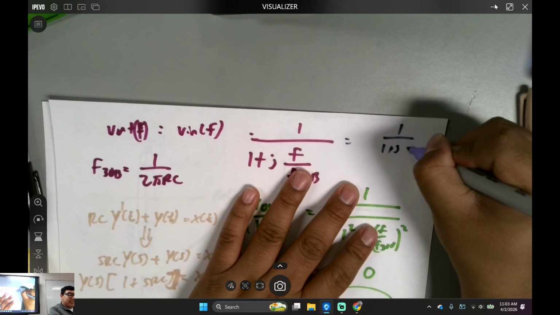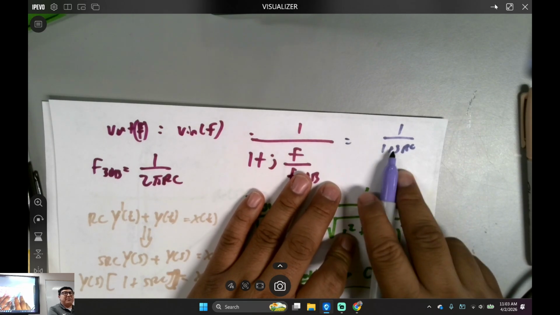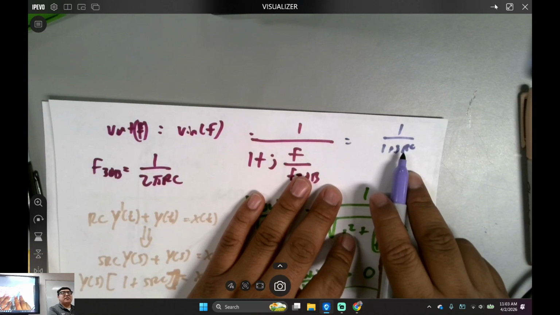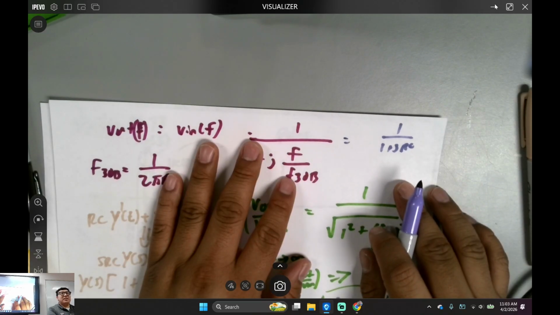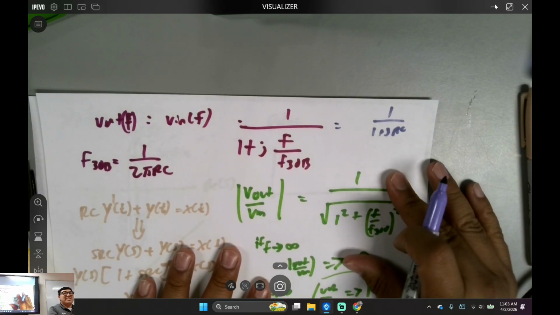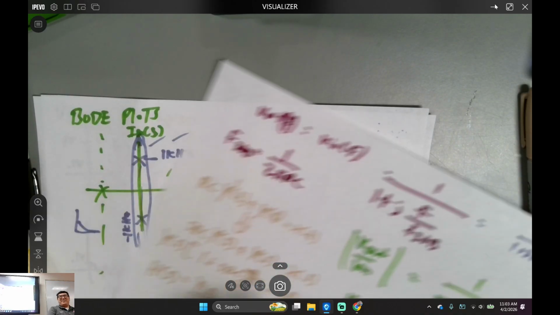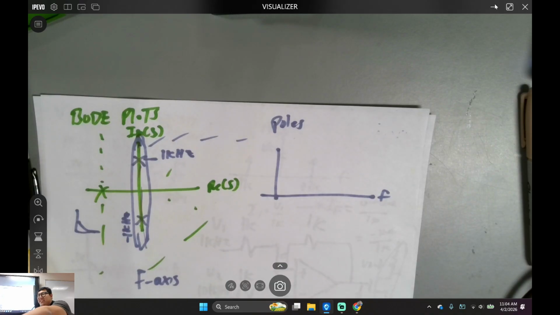1 plus SRC, right? For some reason, this denominator goes to 0. What does that look like? A pole, right? But you know the magnitude response, right? If this goes to infinity, it goes to 0. This is where it doesn't make sense. I made a mistake on Monday, but I'm not going to make that mistake again.